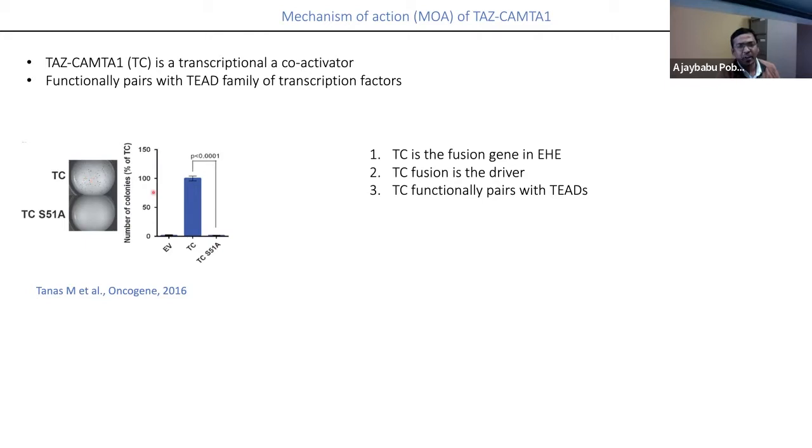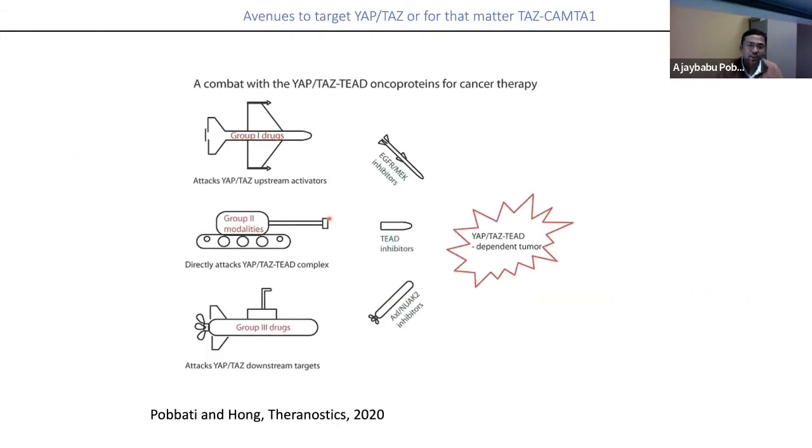So the TEAD-TC interaction is important because when you mutate this, or disrupt this TC-TEAD interaction, TAZ-CAMTA1 is no longer transformative. So what do we get from this? This is something that we don't get in many other cancers. We understand this cancer a lot more mechanistically. What is causing it? We know that TAZ-CAMTA1 is the driver. And to prevent its activity, we need to prevent its interaction with TEAD. So therefore, it makes a lot of sense to design a PPI inhibitor, or a protein-protein interaction inhibitor, to disrupt the TC-TEAD complex.